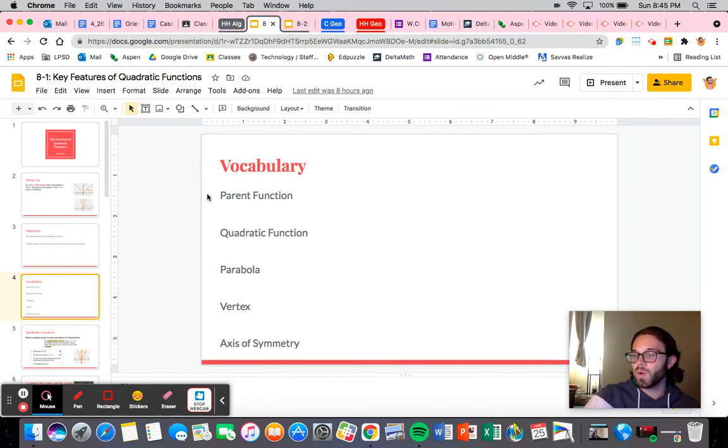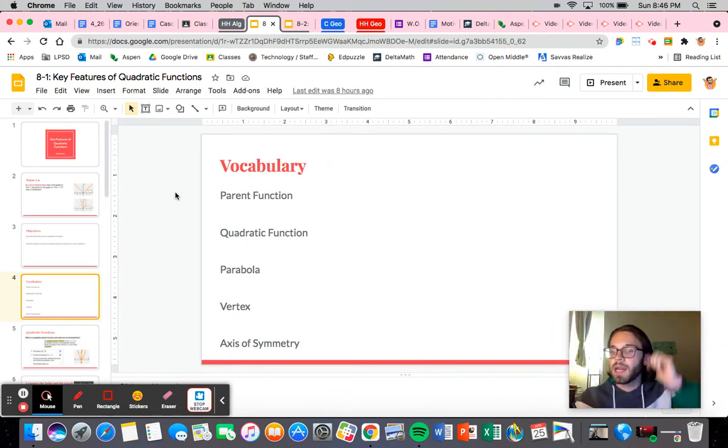So some words that we want to make sure we are aware of. We have a parent function. The parent function is going to be the simplest, the base case, if you will, of a particular family of functions, right? So we've seen it before. y equals x is the parent function for the linear function, right? It's the line that goes through 0, 0. It has a slope of 1. It's the simplest case, right?